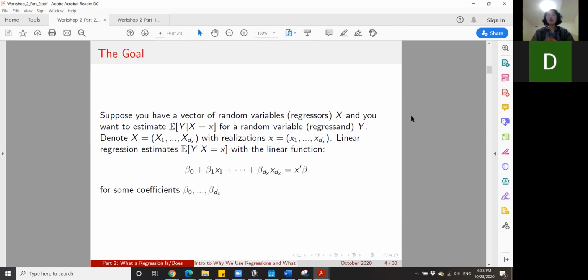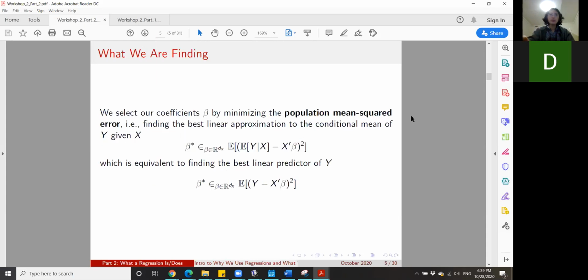So essentially, when you're doing a linear regression, what you're trying to do is find the linear function of your random variables x that comes closest to approximating this function, the expectation of y given x equals x. And if you remember what the conditional expectation is from last time, it's essentially the mean of a random variable given another random variable. Okay, so what we're actually trying to find are the coefficients of this.